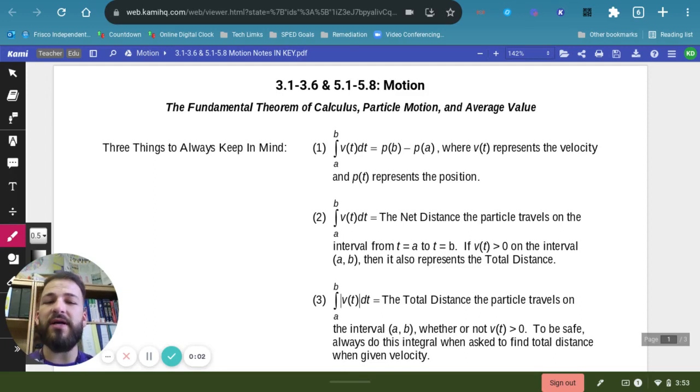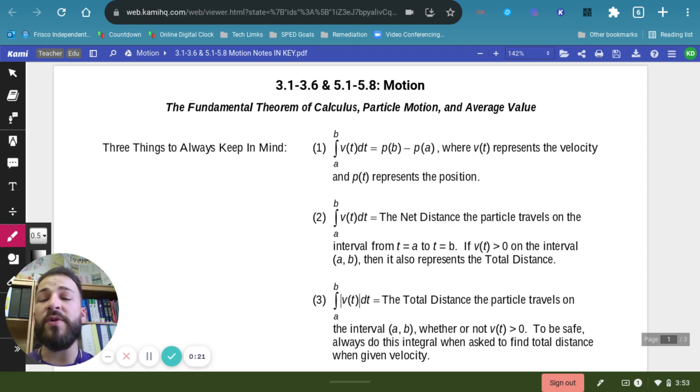Hey y'all, today we're going to be talking about motion. We've talked about motion before in terms of the derivative of position is velocity, the derivative of velocity is acceleration, as well as with the integration side with our car movement. If we integrate our speed, we would get position, so distance traveled, things like that.